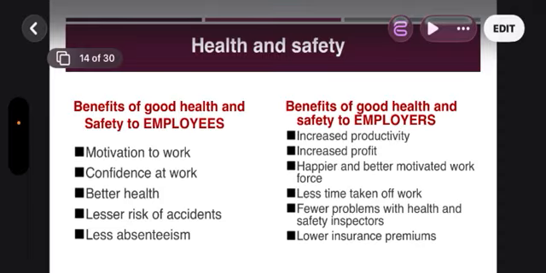Benefit of good health and safety to employees. You must know, we are not just practicing health and safety because we just want to practice it. No, there's a benefit to it. It motivates workers. When workers work in a place that is highly safe, that is safety and health conscious, they are motivated to work. They know their life is safe. Confident to work. Better health. People live longer. There are some places that people die early. They get sick too early, too soon.